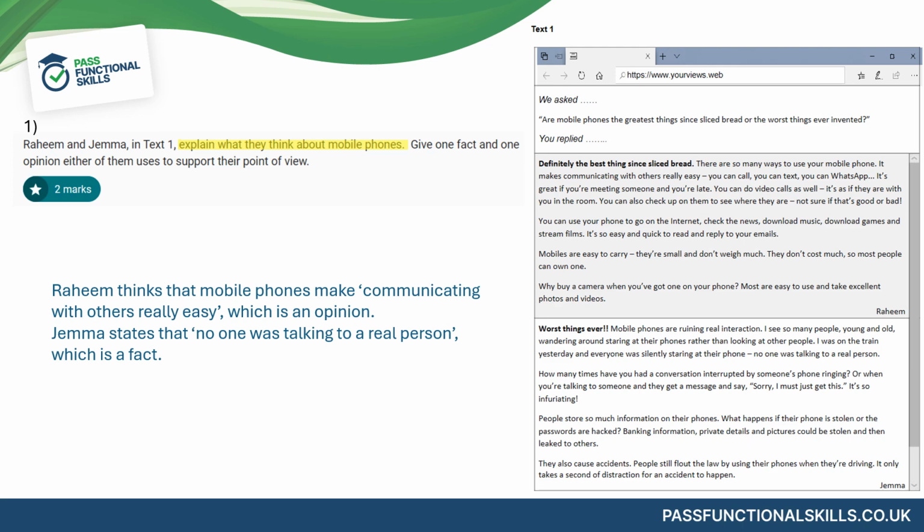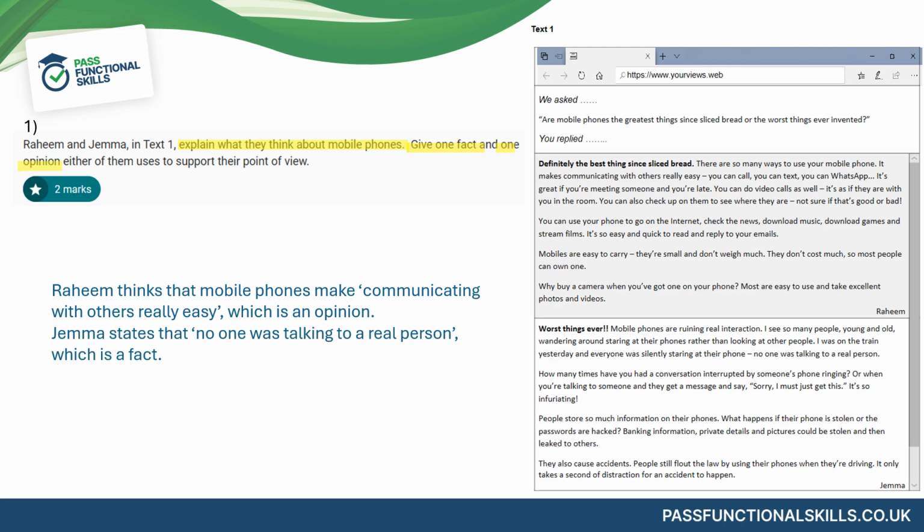This first sentence is just context, so they're just telling us what the text is about. Text 1 shows Raheem and Gemma explaining what they think about mobile phones. The question that we're actually concerned with is this next sentence. Give one fact and one opinion either of them uses to support their point of view. So basically they're just asking us to pick a fact and an opinion from the text, from either Raheem's contribution or Gemma's contribution.